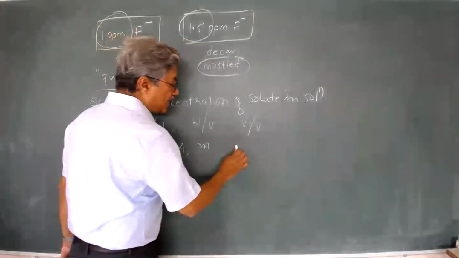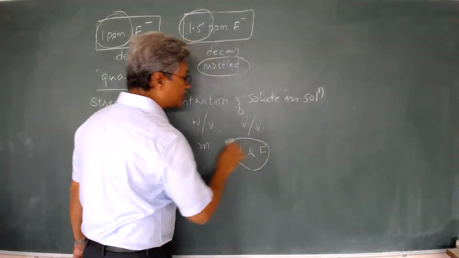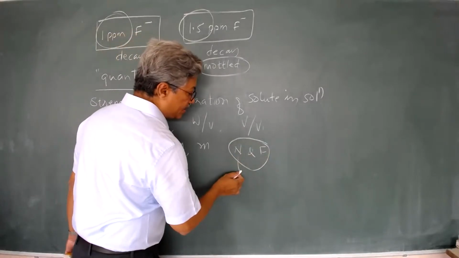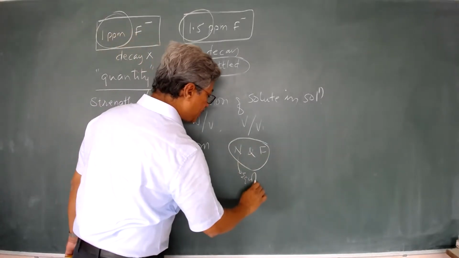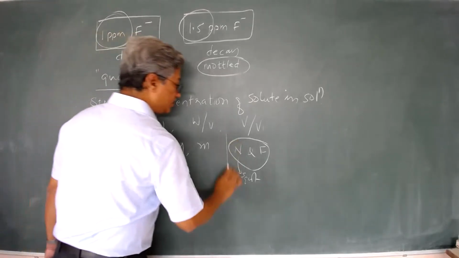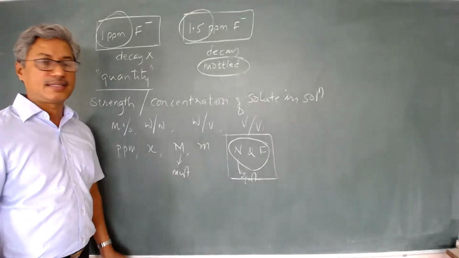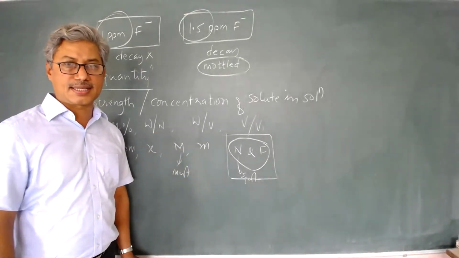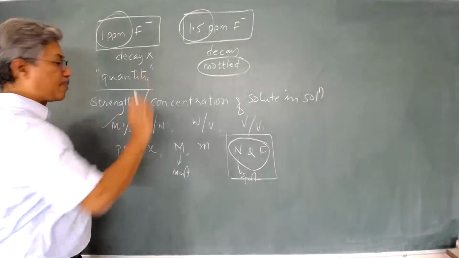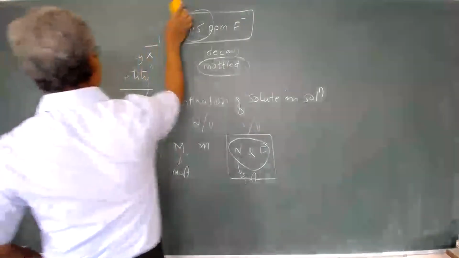We have seen that normality and formality are not in our syllabus. This deals with equivalent weight, whereas molarity deals with molecular weight. This is not there for our syllabus. Therefore, whatever is there for our syllabus, we discuss that. So let's begin with mass percentage. Let us understand what we mean by mass percentage.